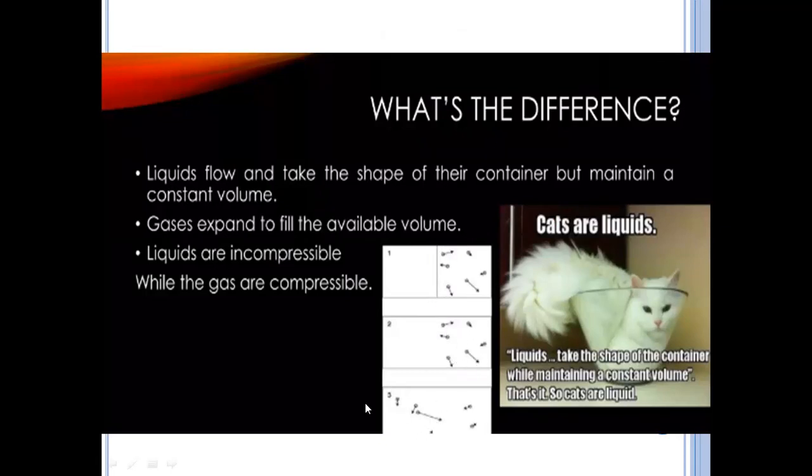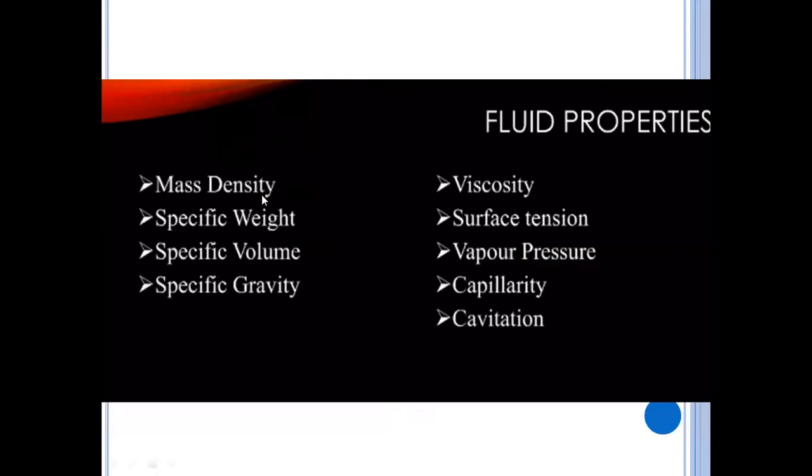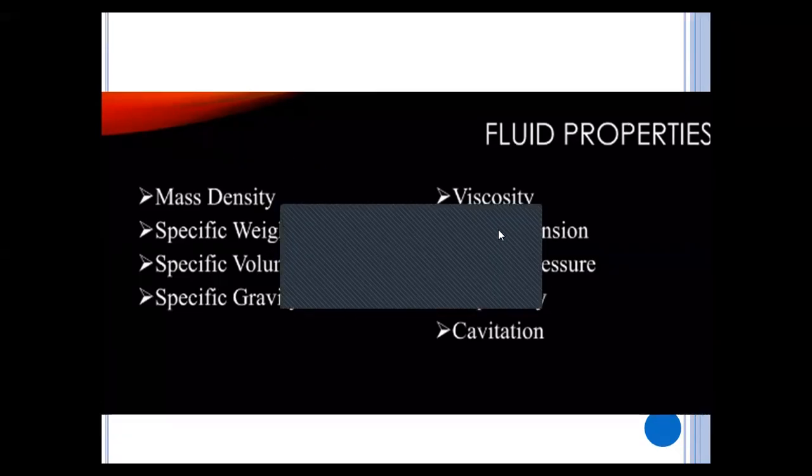So this is a volume space. It expands so that it can fit into the volume. Liquids are incompressible, gases can be compressible. So these are the different properties of fluid. We have mass density, specific weight, specific volume, specific gravity, viscosity, surface tension, vapor pressure, capillarity, and cavitation. So we'll discuss some of these properties in this class.